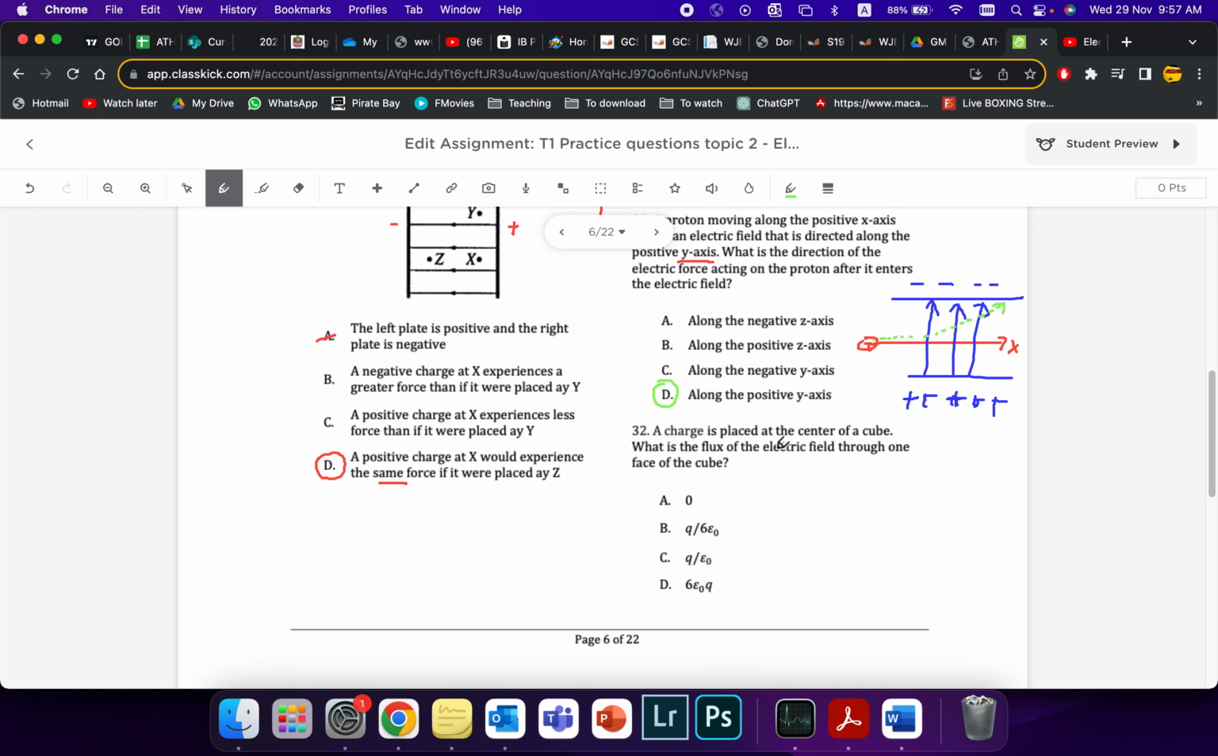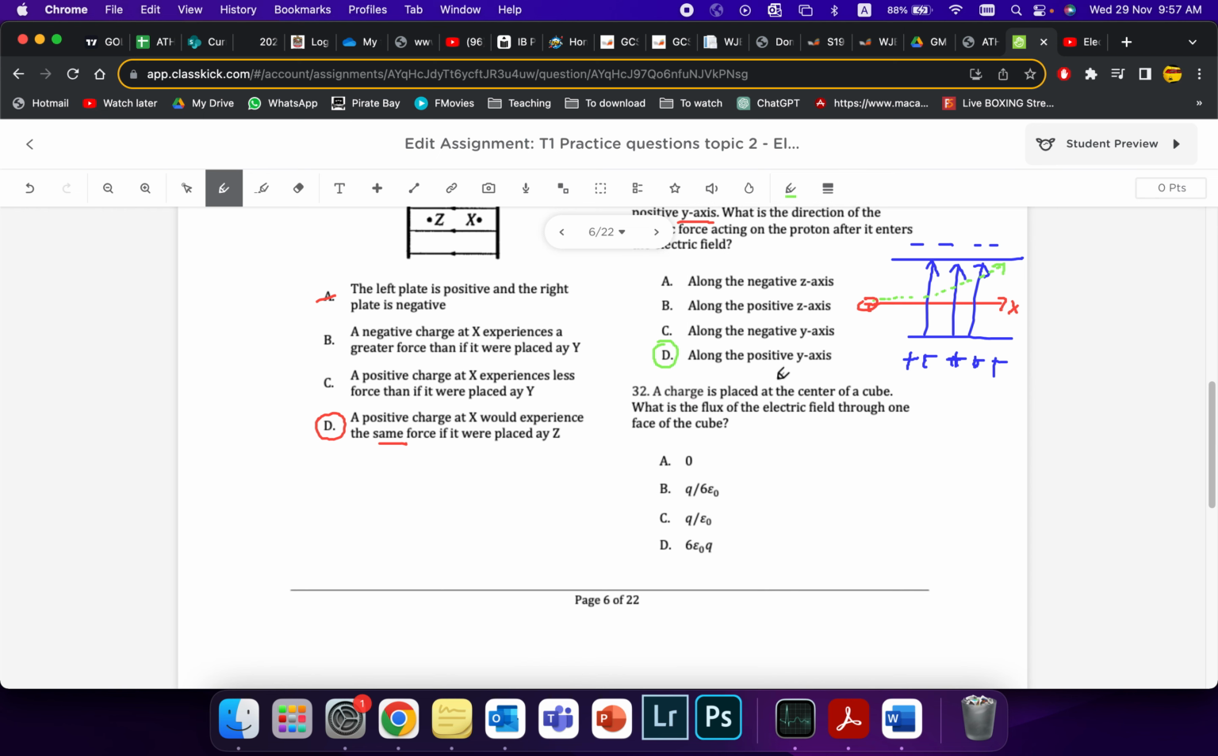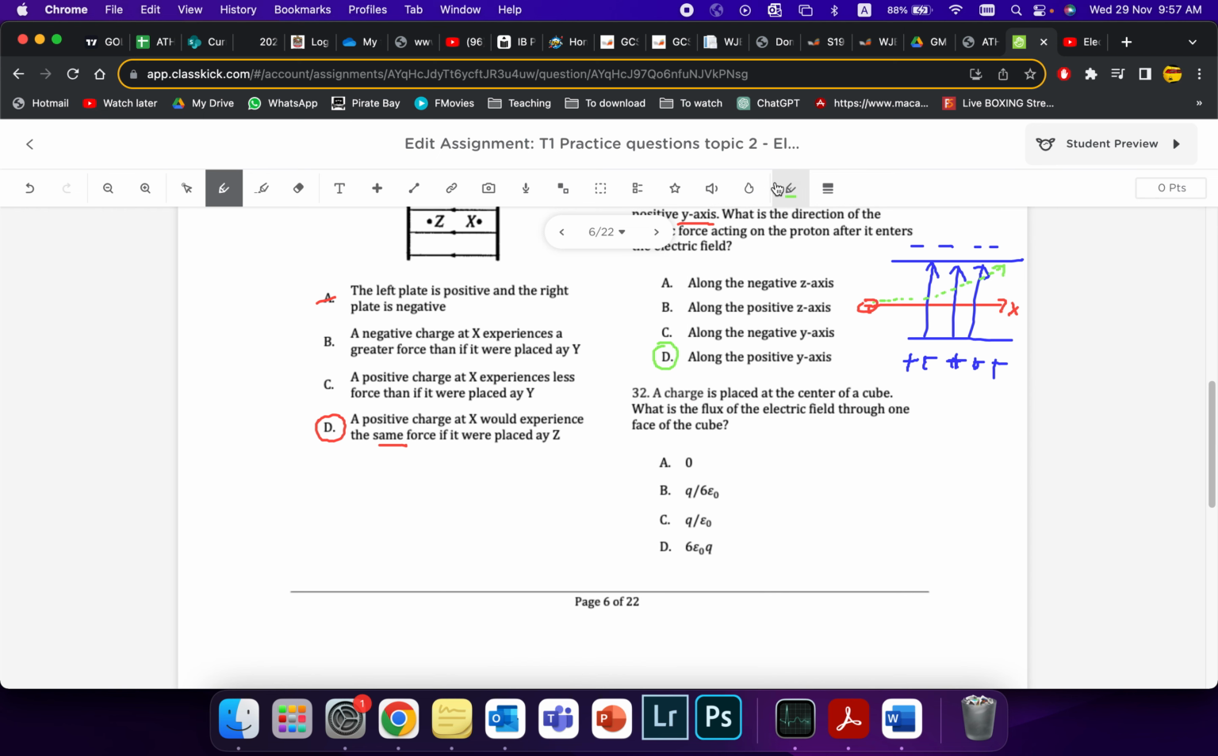Don't worry about that. Charge is placed at the center of a cube. What is the flux of the electric field through only one face of the cube? Not the whole cube, only one face. What does that mean? We have a cube. We know a cube has 6 sides. A cube should have 6 faces on it. This is my attempt at drawing a cube, and that's good enough.